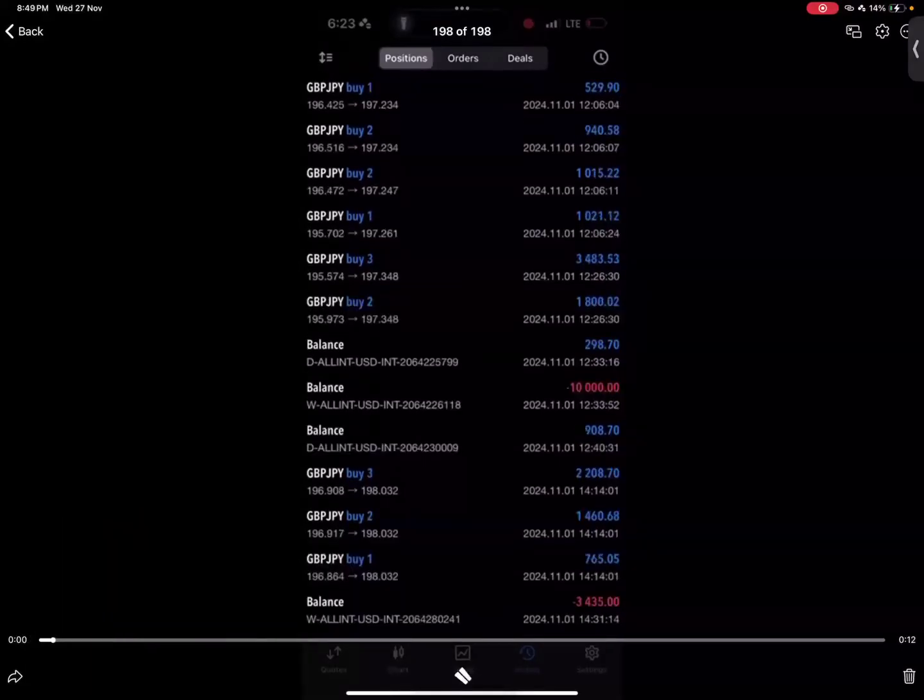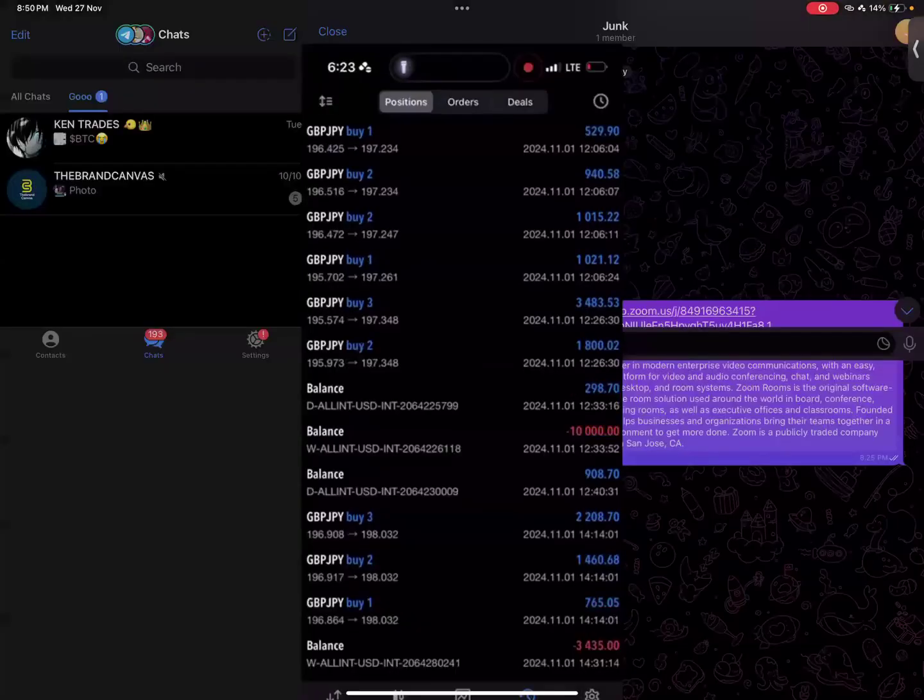If you pay attention to the entries, you will see this was 196.425. The other one is 196.516. The other one is 196.472. This one is 195.702. This is 195.57. This one is 196.9. These are different entries using the same concept.